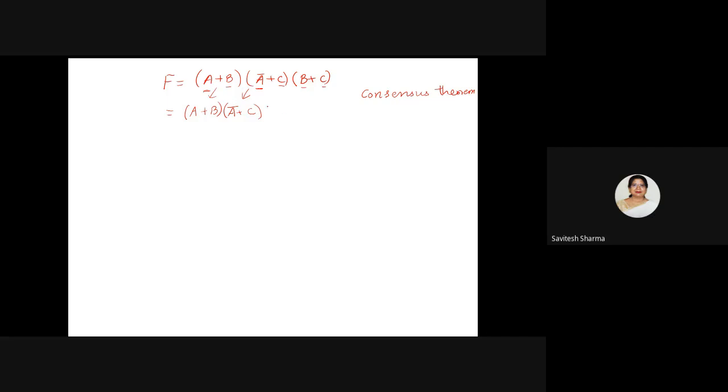So the important thing, what will you do here? You need to see this term only, B plus C. So what will you do? To B plus C, you will add 0. So you are actually applying the theorem X plus 0 is equal to X. That theorem I am using here.